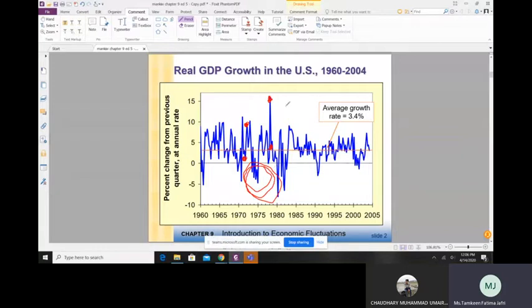If I fit in a trend line through this figure, आप देख सकते हैं the average growth rate is around 3.4%, और इस average के around आप देख सकते हैं बहुत ज़्यादा fluctuations हैं. So इस particular chapter में I'm going to explain what results in these short-term fluctuations in the economy. Government क्या कर सकती है then to reduce these fluctuations in the economy.